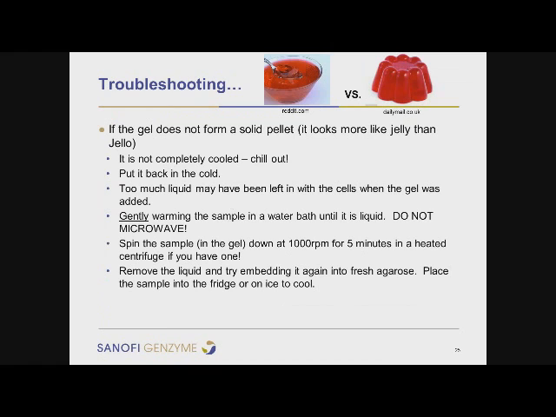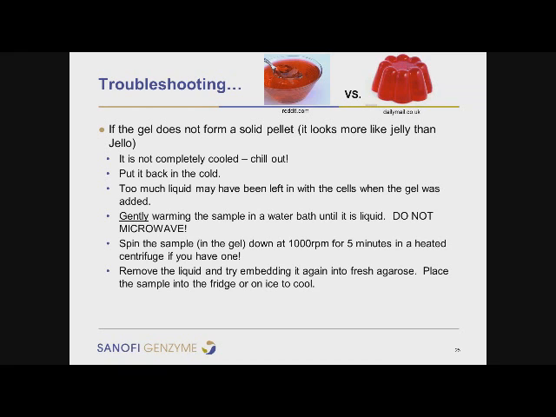Well, what do you do if the gel doesn't form a solid pellet? That is, it looks more like jelly than solid gel. Well, that means it's possibly not completely cooled. You could throw it back in the fridge and see if that helps. If it's not, it may be that there was too much liquid left behind with the cells when the gel was added. So what you can do is gently warm the sample in a water bath until it's liquid. At this point, you really don't want to use the microwave because you don't want to fry your cells.